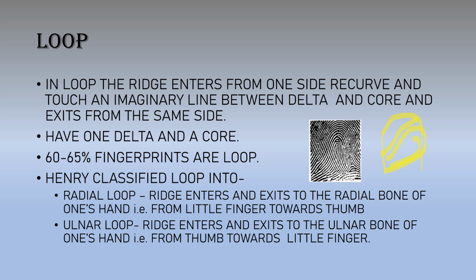Now, this center part is called the core. Let's write it as C, and the deltas are present somewhat like this. This is called the delta. And one thing: in a loop, there is only one delta and one single core, and the rest of the finger is filled like this.